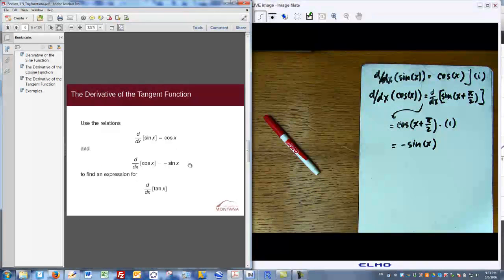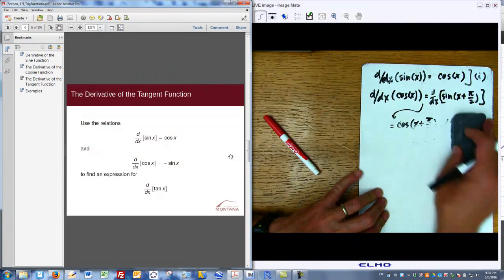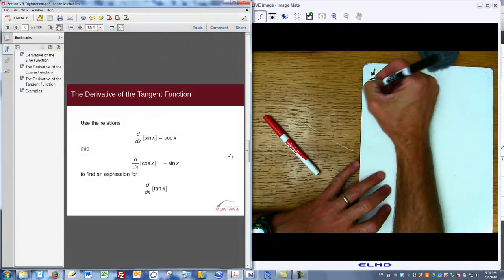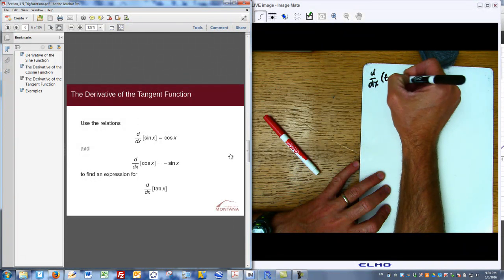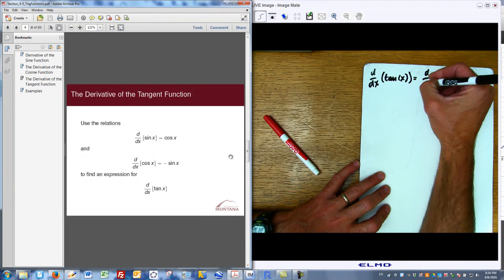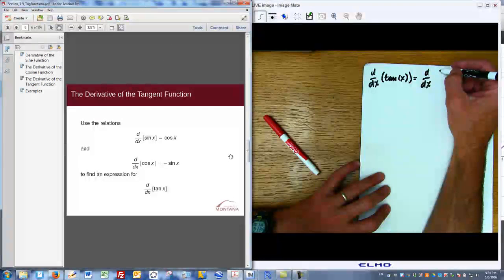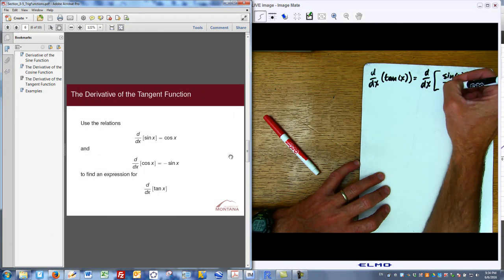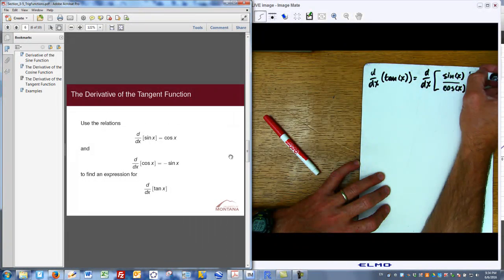Okay, one last one. Let's take a look at this. How can we use sine and cosine to find an expression for the derivative for the tangent? So let's attempt to construct a derivative for the tangent. So the derivative of the tangent of x. Well, if you remember a little bit from trig, or if you'll go back and review, you'll find that the tangent's the same as the ratio of the sine to the cosine of x.